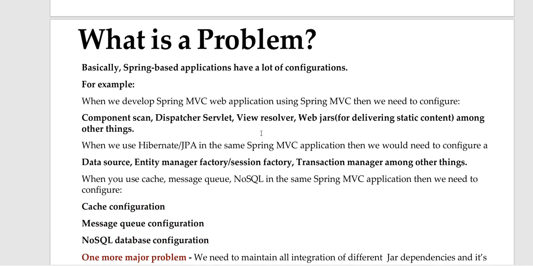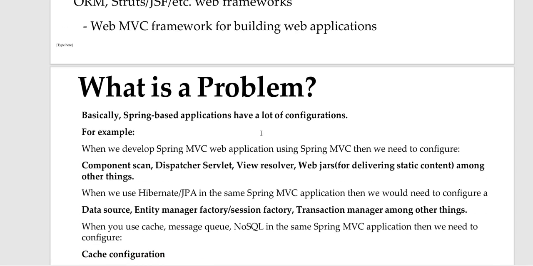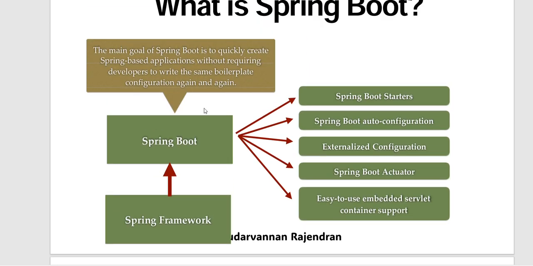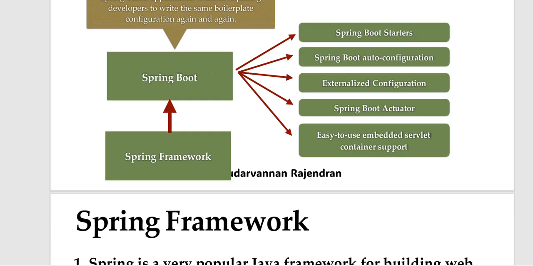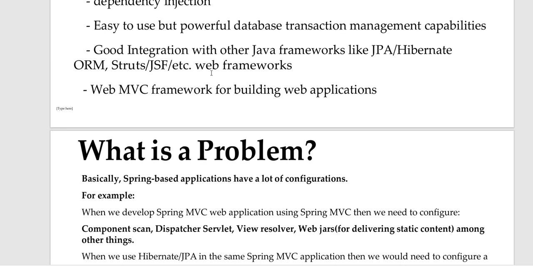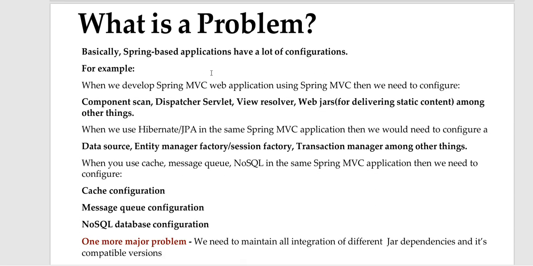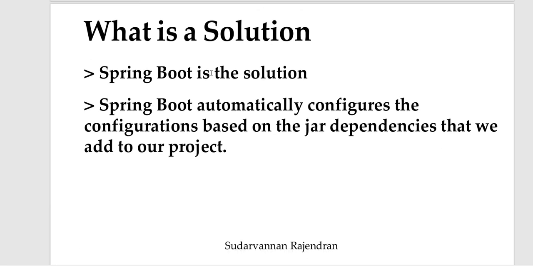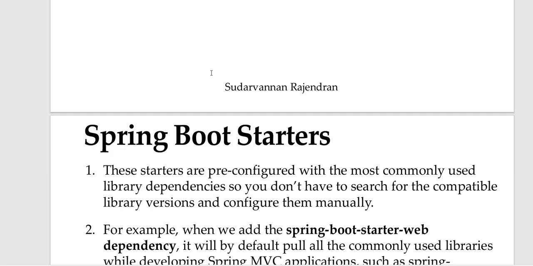So instead of doing these configurations individually, Spring Boot is the smartest way. We don't need to write the same boilerplate configuration again and again. I hope you guys understand. So Spring Boot is the solution for this, and Spring Boot automatically configures the configuration based on the jar dependencies that we add to our project.